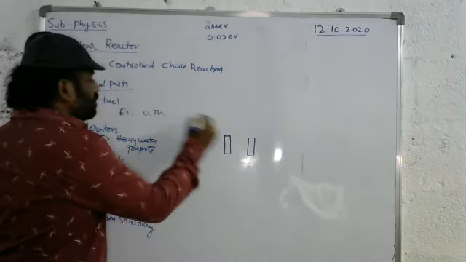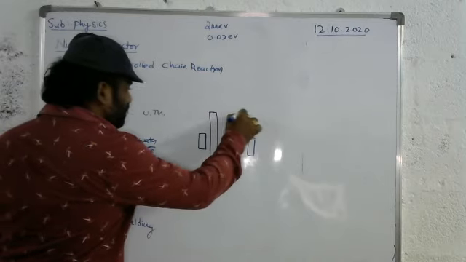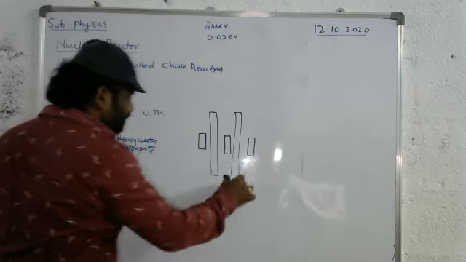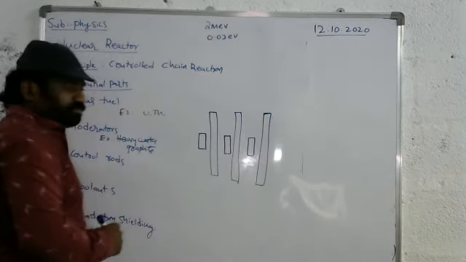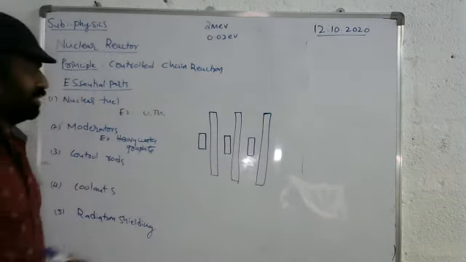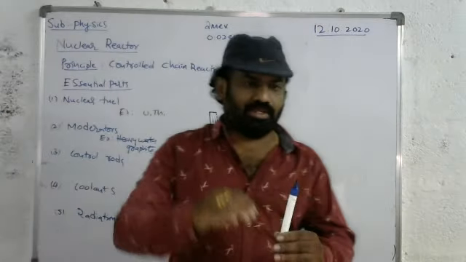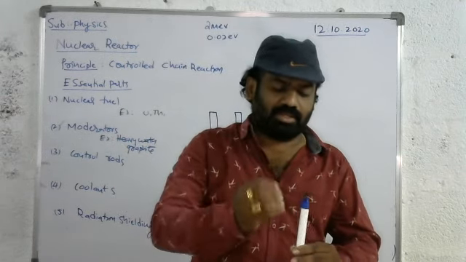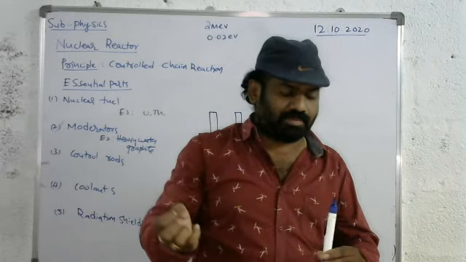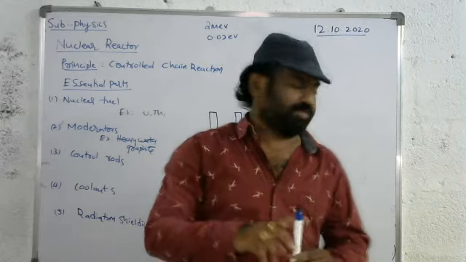These moderators are surrounded by these cylinders. These are fuel like this, and these are all moderators we place like this. So every moderator is surrounded by fuel. The surrounding place is occupied by the moderators. Once the neutrons come out of these, the moderators slow down the fast moving neutrons like this.